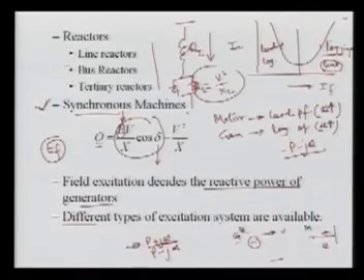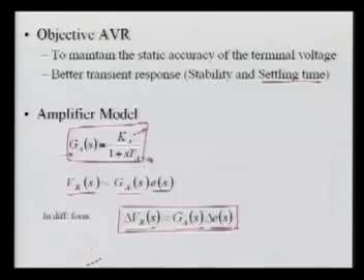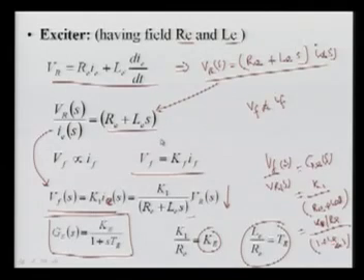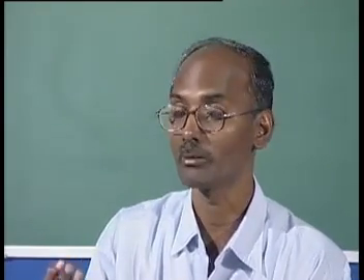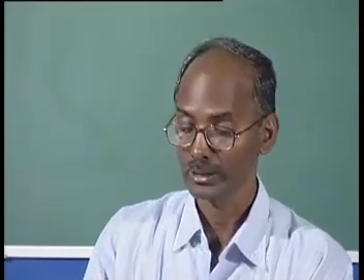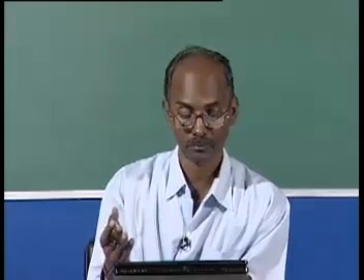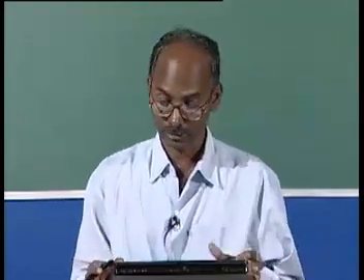Here we find various components. We saw the AVR loop, then we modeled our amplifier with this one, and I did not consider much, I just took the first-order transfer function, that is the amplifier gain Ka upon 1 plus sTa. The time constant and gain basically depend upon which type of amplifier you are using. If you are using an amplidyne amplifier or a static amplifier, the gains change accordingly. If you are using a static amplifier, the gain can be very high, but for others it may not be so. The time constant also, if you are using a static amplifier, is very, very small.